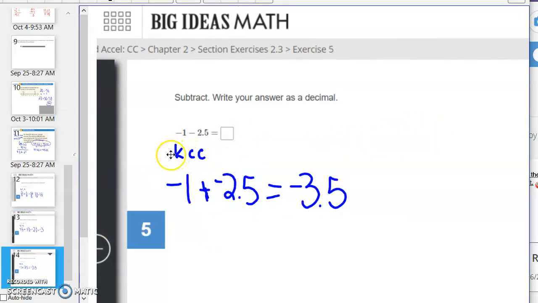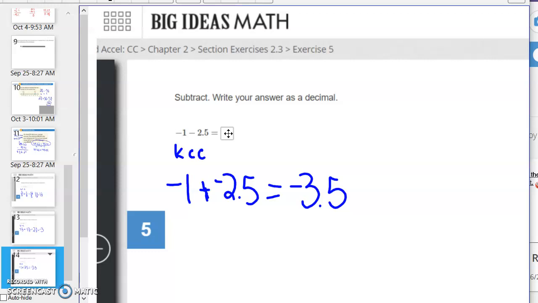Last one I'll do with you, remember keep, change, change. Negative 1 stays the same. Change the minus to a plus. The opposite of 2.5 is negative 2.5. Same sign, so I add and keep the same sign. That gives me negative 3.5. Enter negative 3.5 in here. Check your answer, see if you got it right.